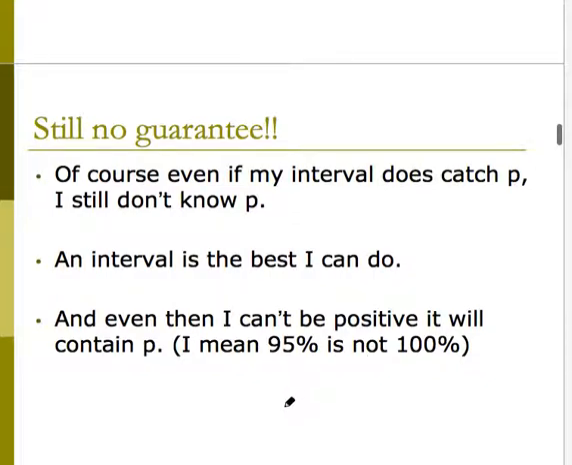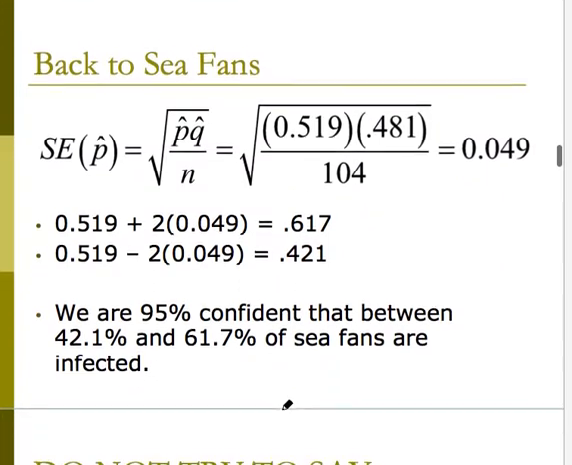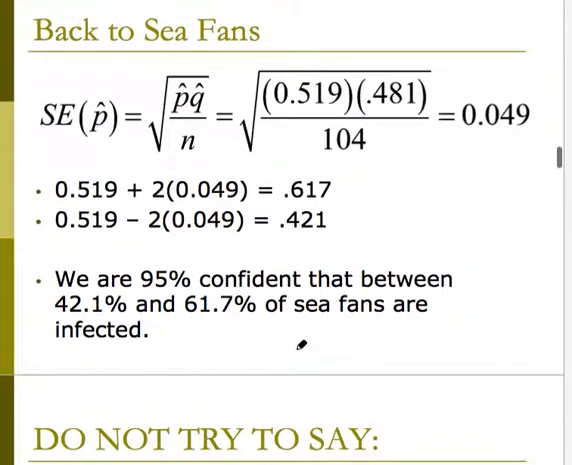It's really close, and that's what you're going to hear a lot. Okay, so with our C-fans, we have the standard error of our p hat. With the one sample we took, 51.9% of them had the disease. So our p hat is 0.519, then 1 minus that is our q hat, and we had a sample of 104 CFANs that we looked at. Okay, so our standard error is 0.049.